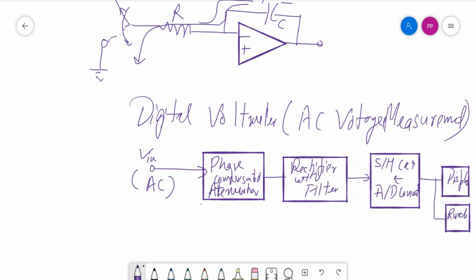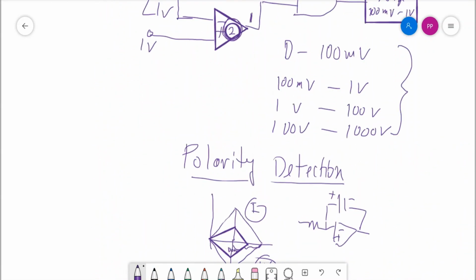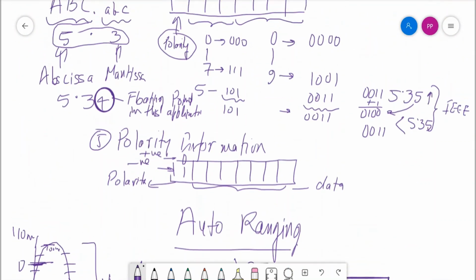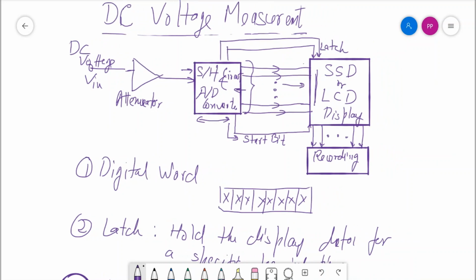So if it is asked in the exam, the way it has been discussed in the main figure, you have to discuss and draw the figure as it is. For the sake of saving time, I am drawing it in short, but actually it has to be shown the way I drew it some time ago, like this. This is how you should draw the complete thing. The only thing is that you have to place a phase compensated attenuator and a rectifier in between, because in case of AC voltage you need a rectifier.